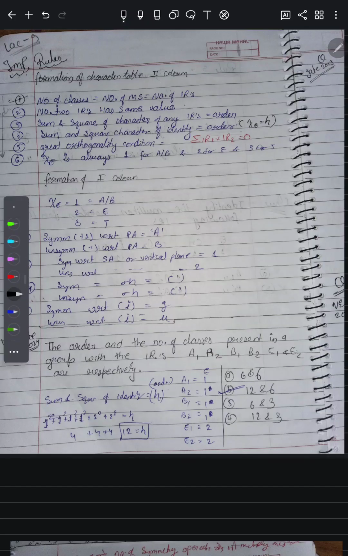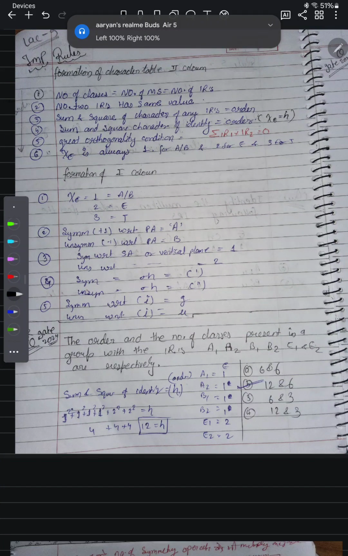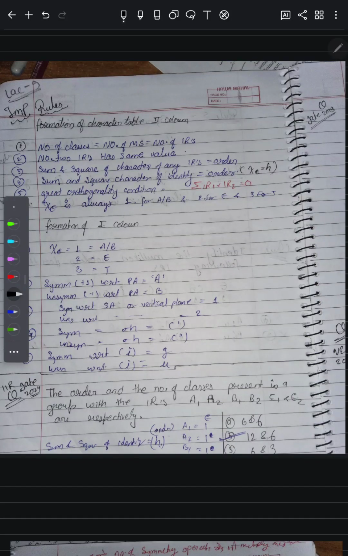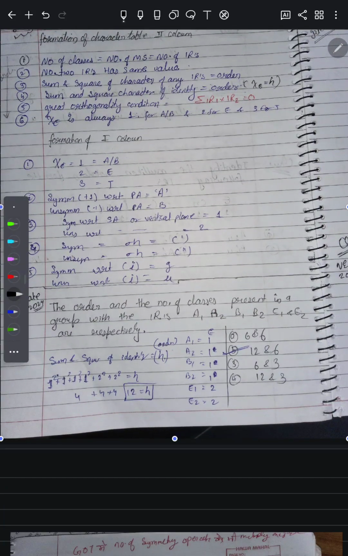First, the number of classes is equal to the number of Mulliken symbols and the number of irreducible representations. The second one is that no two irreducible representations have the same values. Third, the sum of squares of characters of any IR is equal to the order. And fourth, the sum of squares of any IR is equal to the order.